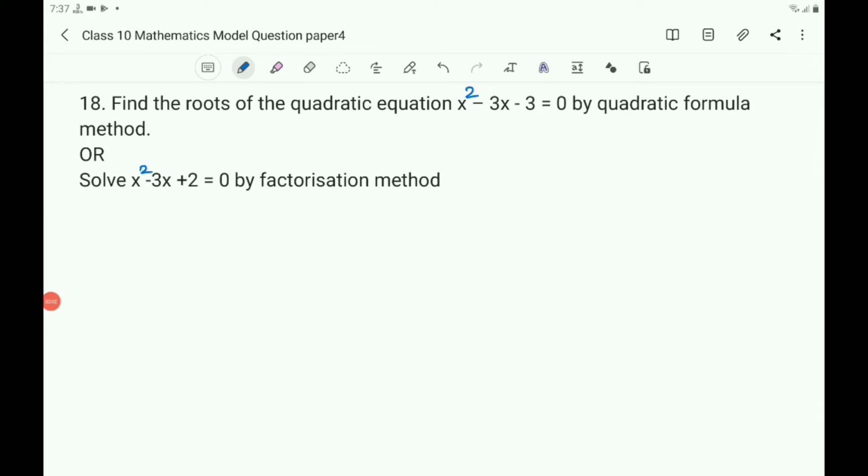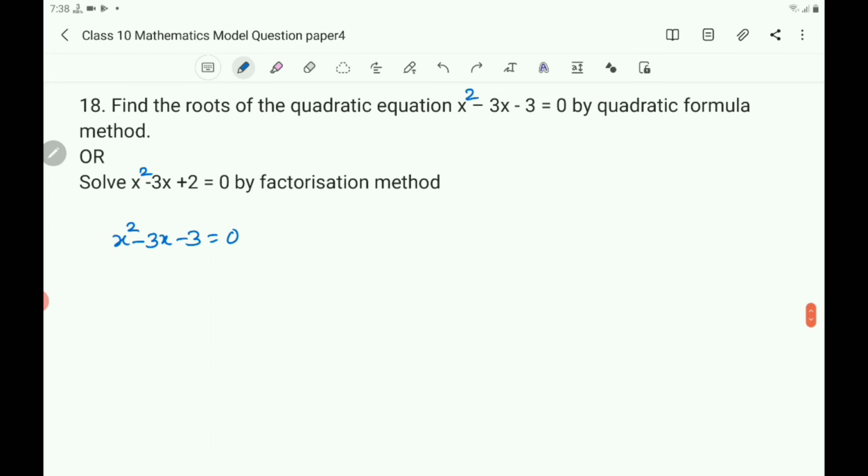Now question number 18. Find the roots of the quadratic equation x square minus 3x minus 3 equals 0 by the quadratic formula method, or solve x square minus 3x plus 2 equals 0 by the factorization method. So you take the equation x square minus 3x minus 3 equals 0. Here we have to solve this quadratic equation by the quadratic formula.